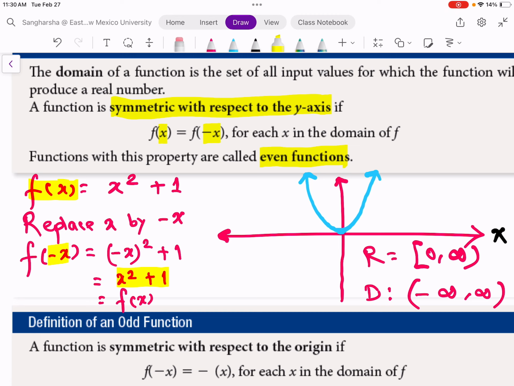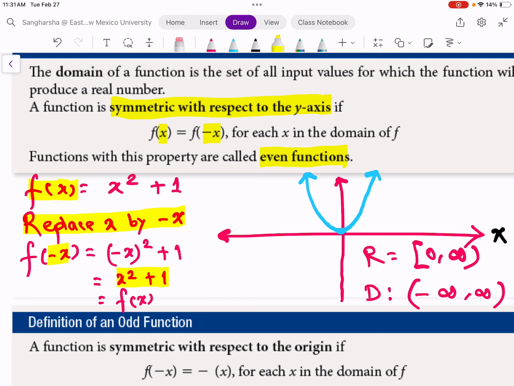If you have a graph and your graph is symmetric to the y-axis, that means the graph is an even function. So every time you are asked to check whether your function is even or not, you have to replace x by negative x. After replacing x by negative x, if you get the same function, then it is an even function. If you get a different function, then it is not an even function.